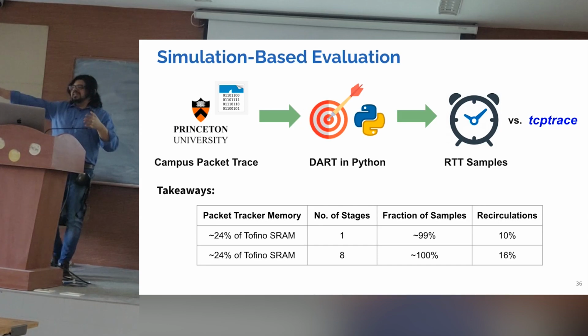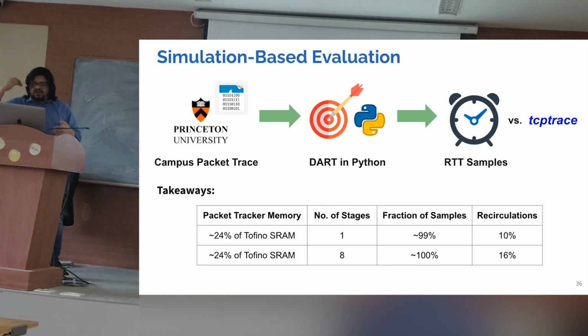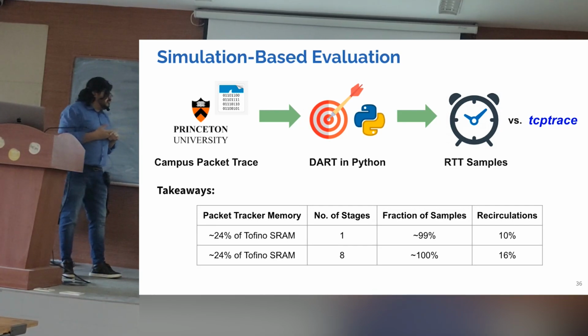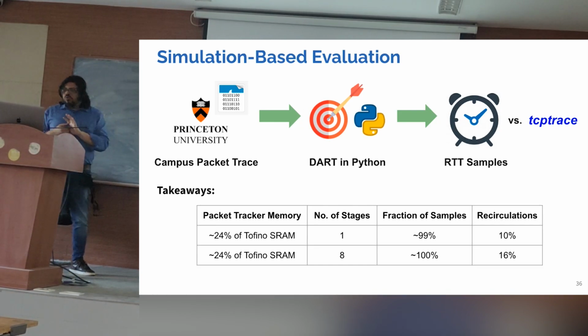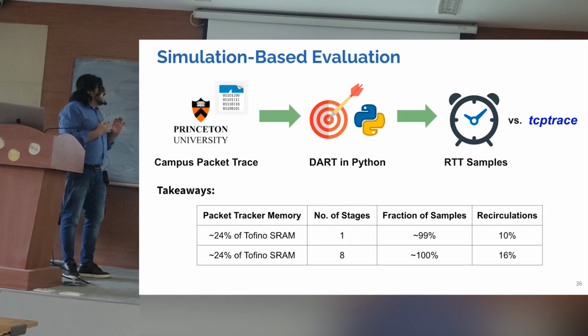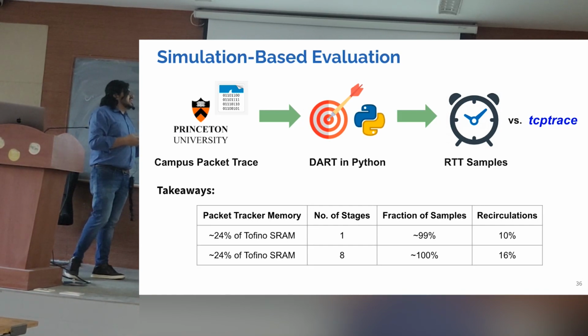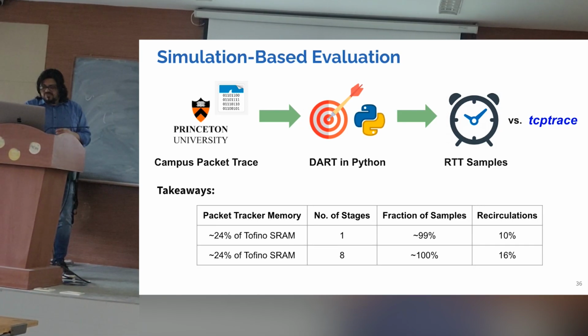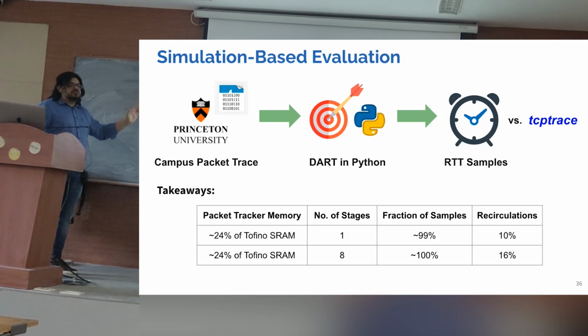I was talking about multi-staged hash tables before. If we use just one stage, we are able to collect up to 99% of the samples with only 10% recirculations, which is quite okay by the established standards. If we increase the number of stages to 8, we can get almost all the samples, so close to 100% accuracy, with just 16% recirculations. So it actually scales to Princeton production level traffic, at least in our experiments.